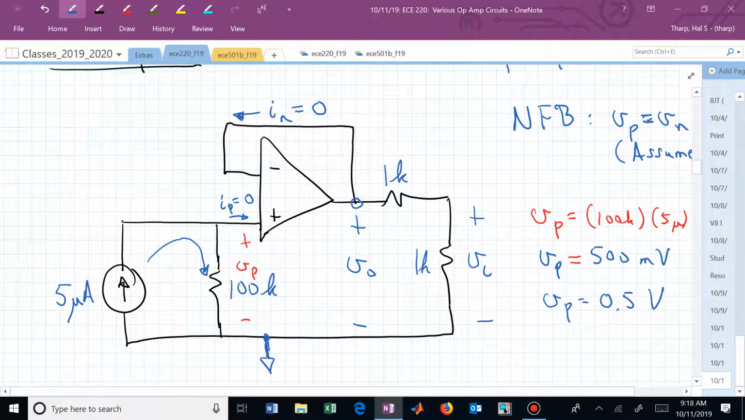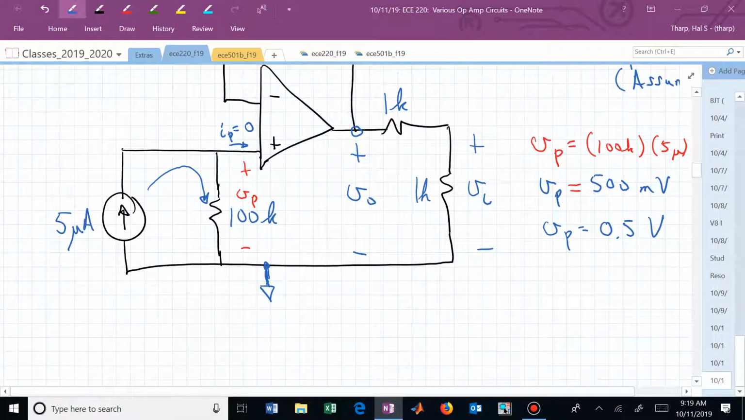Does that help us, knowing V sub P? Are we just spinning our wheels? We know we have negative feedback, so that means V sub P is the same as V sub N. And what's V sub N? V naught. That's the output voltage. It's the same. It's wired. It's at the same potential. So now we're getting somewhere.